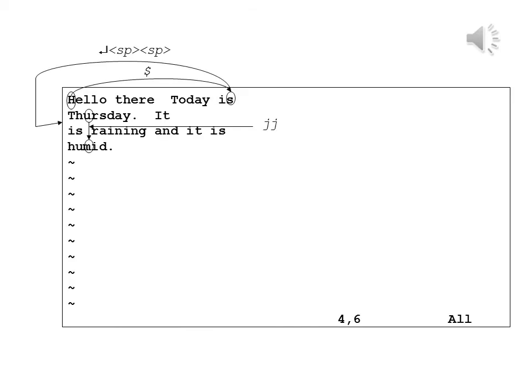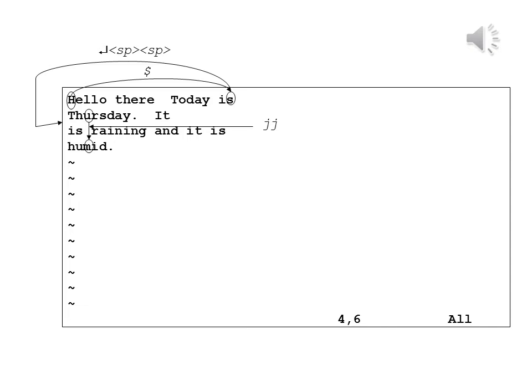There are a lot of keys and commands that will move the cursor around the screen, and it may seem like a big deal to learn them. Now, if you take a look at the example here, we have the text, hello there, space, today is, and on the next line, Thursday, period, space. On the line below that, it is raining, and on the last line, humid. Now, let's take a look at how we got there.